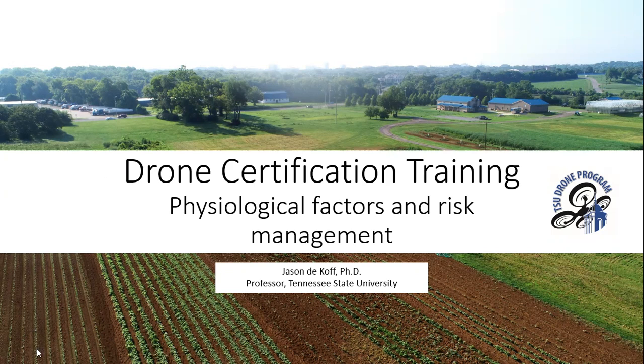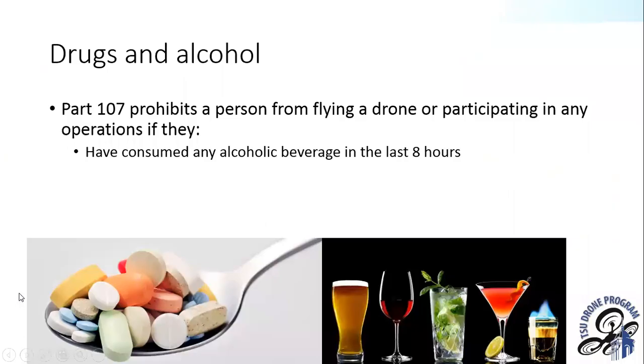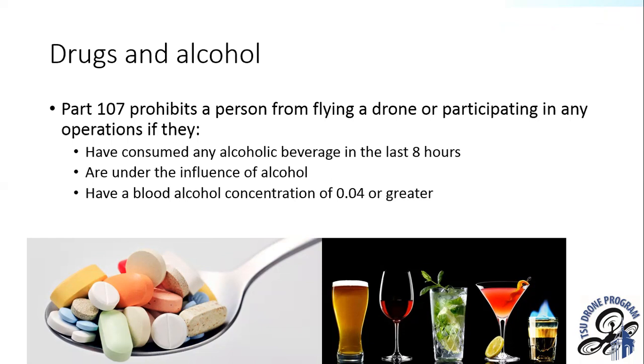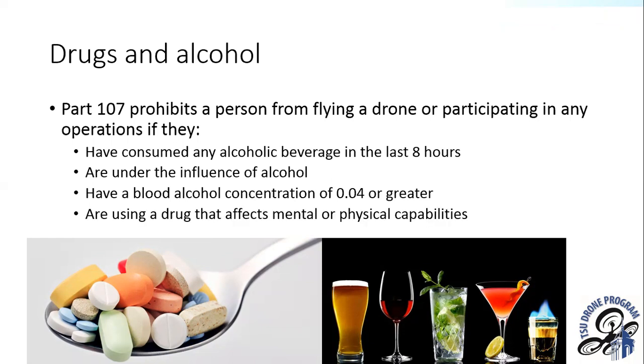So the first thing we're going to talk about is the effect of drugs and alcohol. Part 107 prohibits a person from flying a drone or participating in any operations if they have consumed any alcoholic beverage in the last 8 hours, if they're under the influence of alcohol, if they have a blood alcohol concentration of 0.04 or greater, and if they are using a drug that affects mental or physical capabilities.